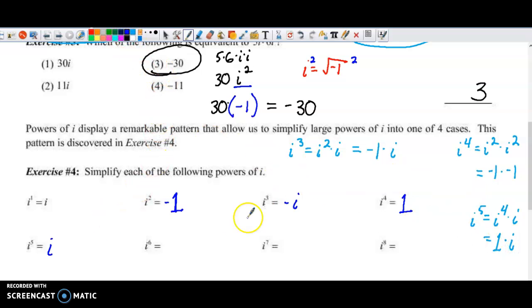And try to figure out if these patterns are going to continue to happen. I hope it makes sense that these are going to all repeat, because i to the fourth times i squared is i to the 6th. So 1 times negative 1 would give me negative 1. And yes, these patterns do repeat.